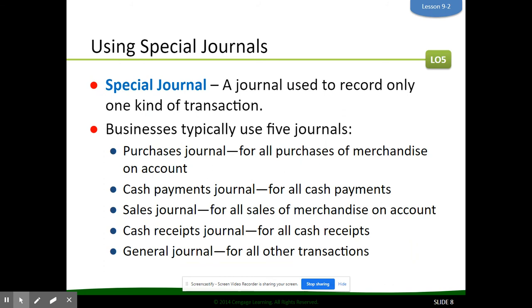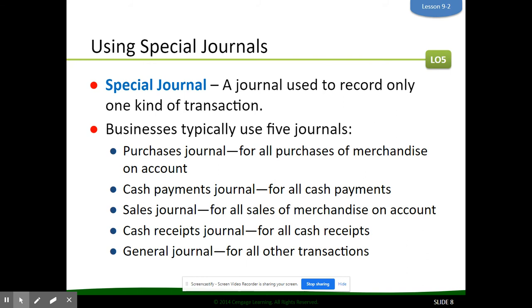All right, so we're going to move on now to introduce what's known as a special journal. So, a special journal is a journal used to record only one kind of transaction. Previously, when we were doing chapters 1 through 8, we were just using a general journal, just one journal that all of our transactions got journalized in. But if you have a really big merchandising business, you might want to keep track of similar transactions. And so now, what we're going to do is we are going to split our journals into 5 different journals.